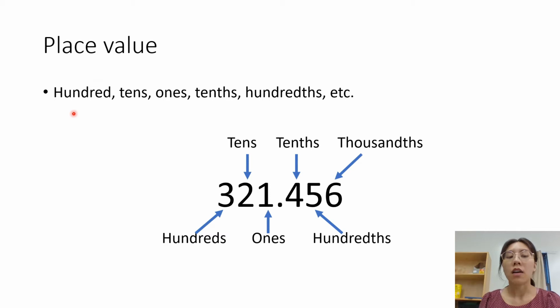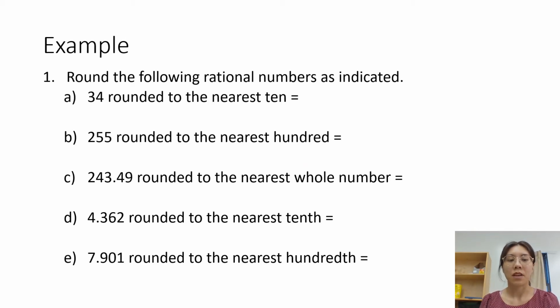I also recall place values. Remember that the hundreds number is in this place, followed by tens and ones. After the ones number, there's usually a decimal, and then you have your tenths, hundredths, and thousandths. Okay, so some examples to work through.